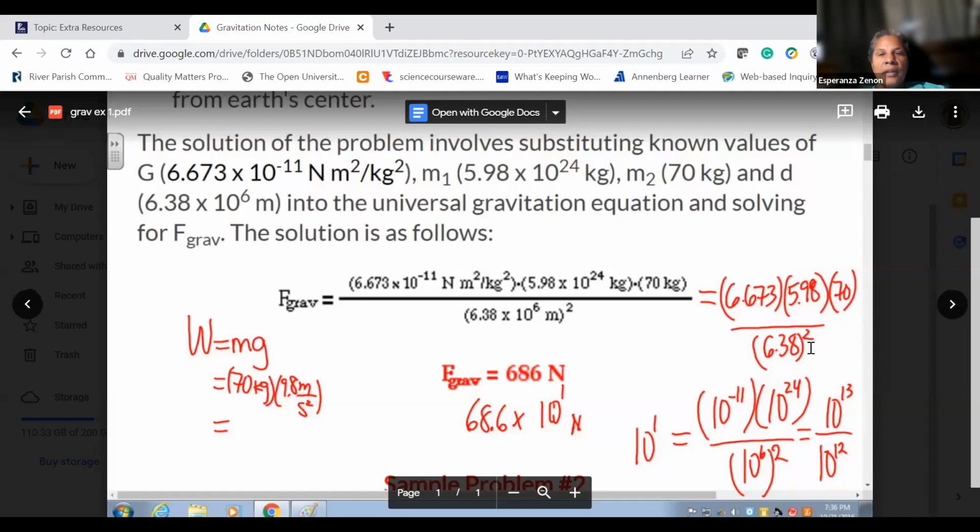So this 70 kilogram physics student that's standing at sea level on Earth is being pulled with an attractive force that we call gravity, 686 newtons. Okay. So now we use gravitation to figure out how much the Earth is pulling on this student.